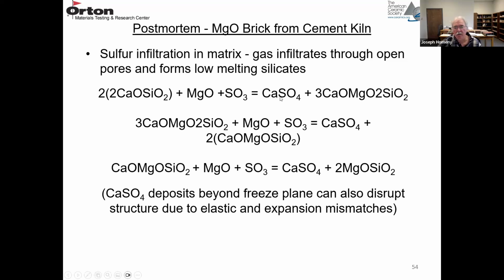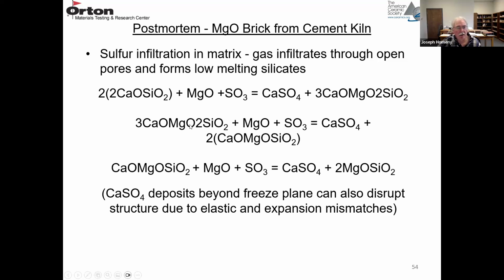And we noted that the calcium and the sulfur were together in the grain boundary region. So it's forming a calcium sulfate. And then this is a low melting calcium magnesium silicate. This is merwinite. We talked about this phase when we talked about MgO refractories.